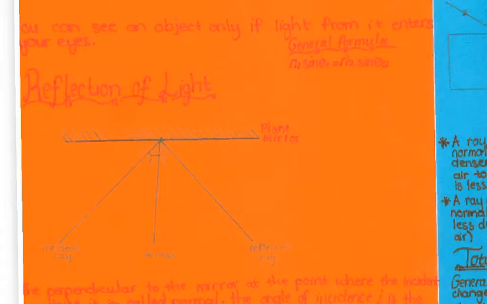Reflection of light. We have the incident ray, which comes from outside to the object. When the incident ray bounces on the object, it is reflected back, where we get the reflected ray. The perpendicular line to the surface is called the normal. The angle from the normal to the incident ray is the incident angle, and the angle from the normal to the reflected ray is the reflection angle.